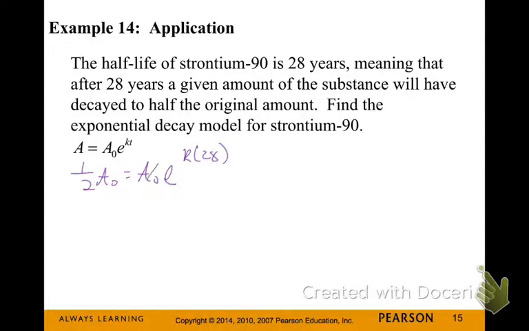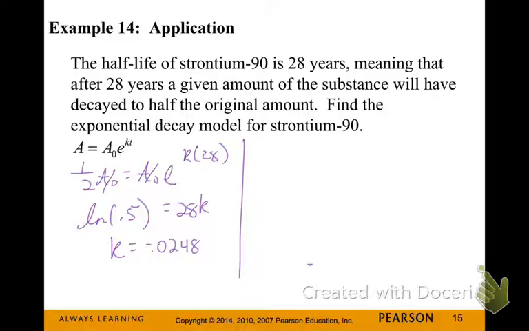So we can start by dividing by the A naught and then switch into log form. So we have the natural log of a half equals 28k. And then divide by 28. So our k value in this situation is negative 0.0248, and we can plug that now into our decay model.